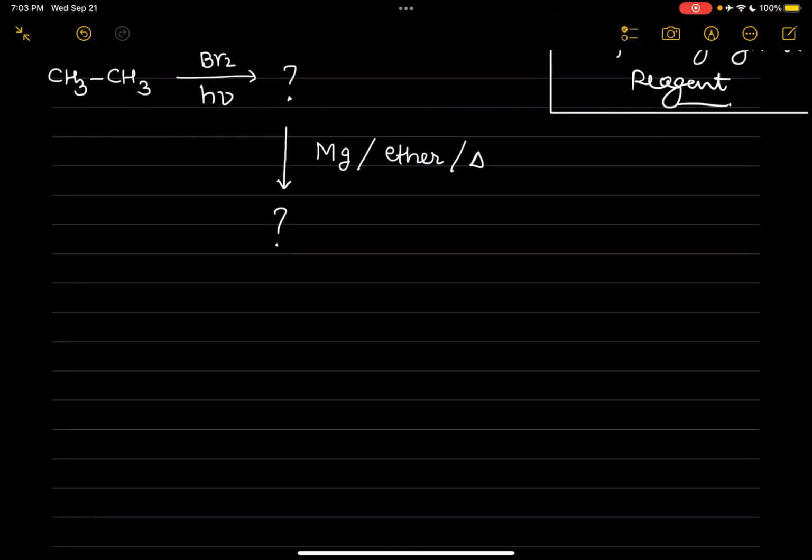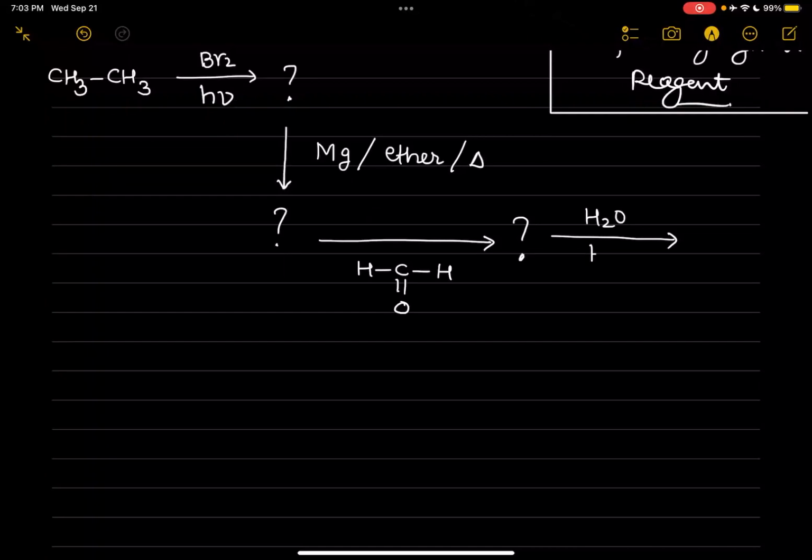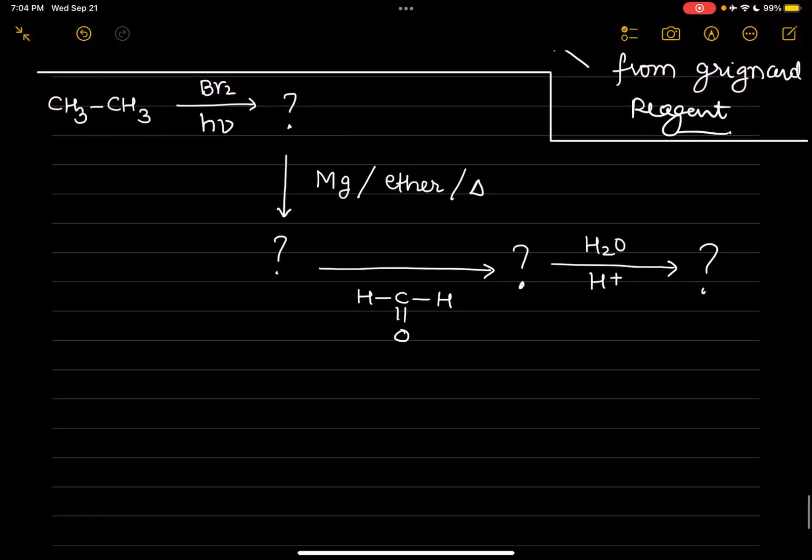Okay. And that something else, I reacted it with formaldehyde, or methanal. I got a third thing. Then I reacted with H2O, H plus. I got my final product. Is it clear? So you need to tell me what are these substances which are formed in the intermediate steps.